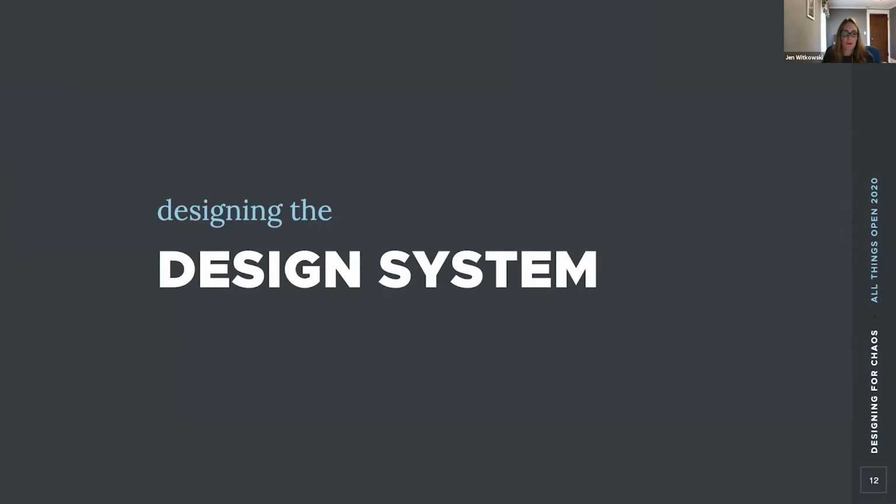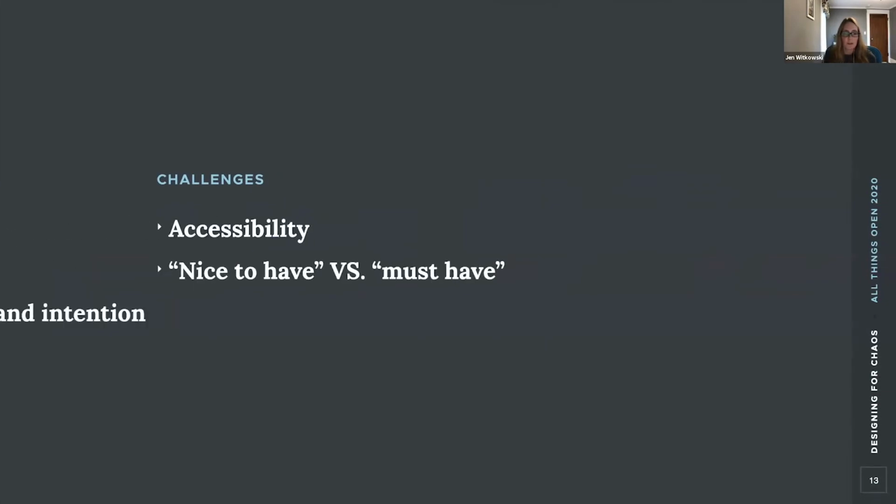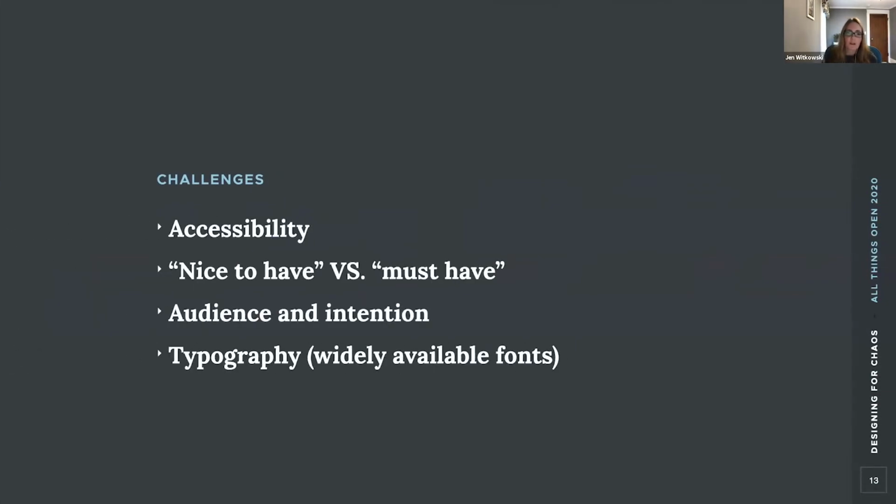Once we had our Zoom mocks complete, it was time to start thinking about the design system. But before I get into that, I just want to restate some of the challenges that we had to keep in mind while thinking about the design system. Accessibility was our number one priority. The theme had to be WCAG AA accessible, and we had to keep that in mind while we were designing out components and extending the design system to pages. We also had to think about the nice to haves versus the must haves.